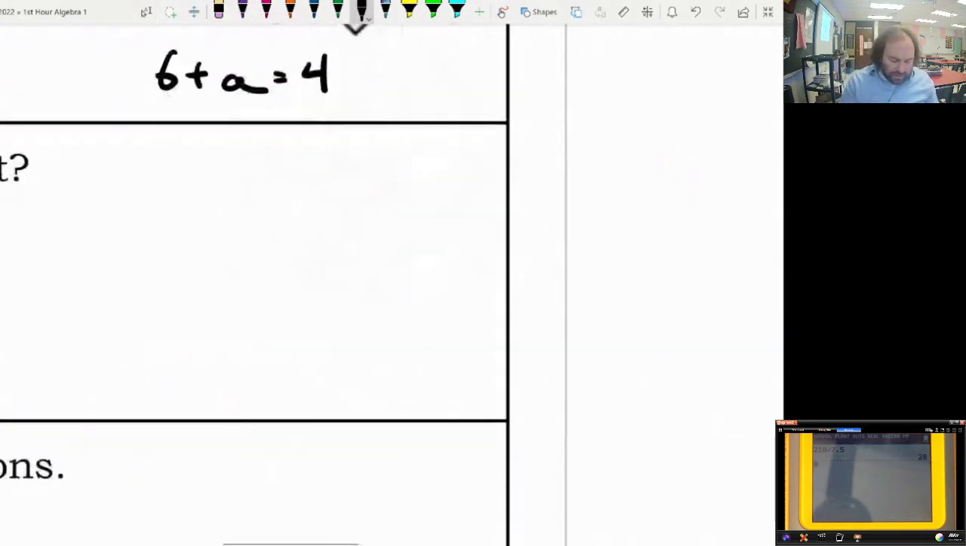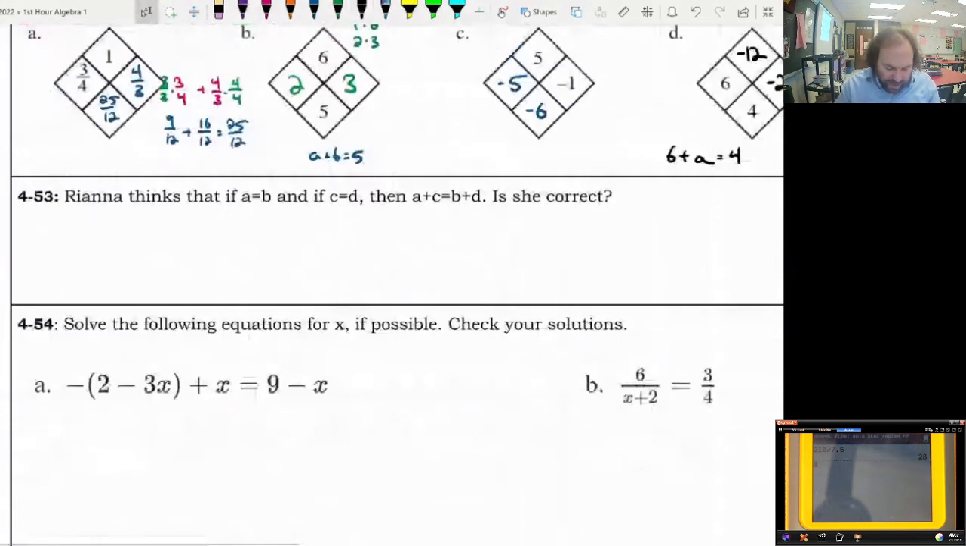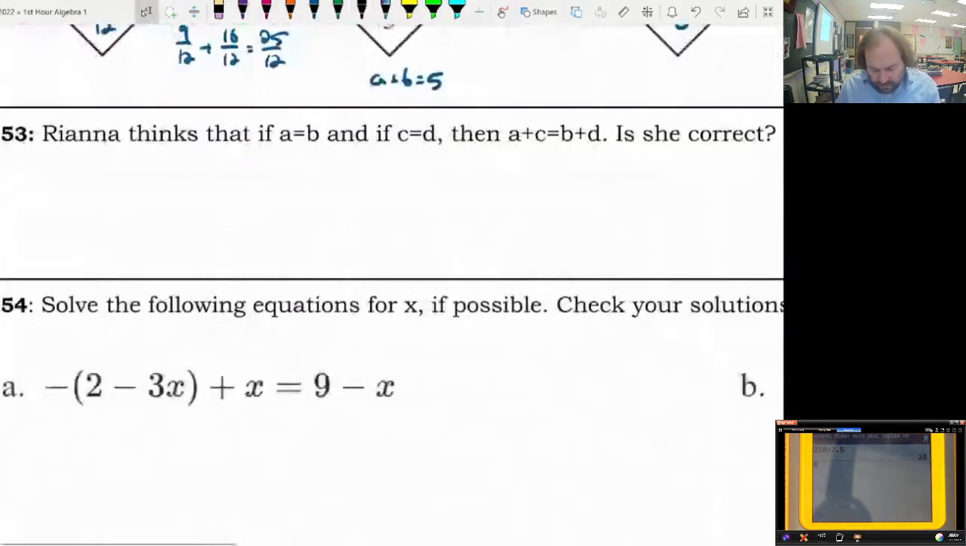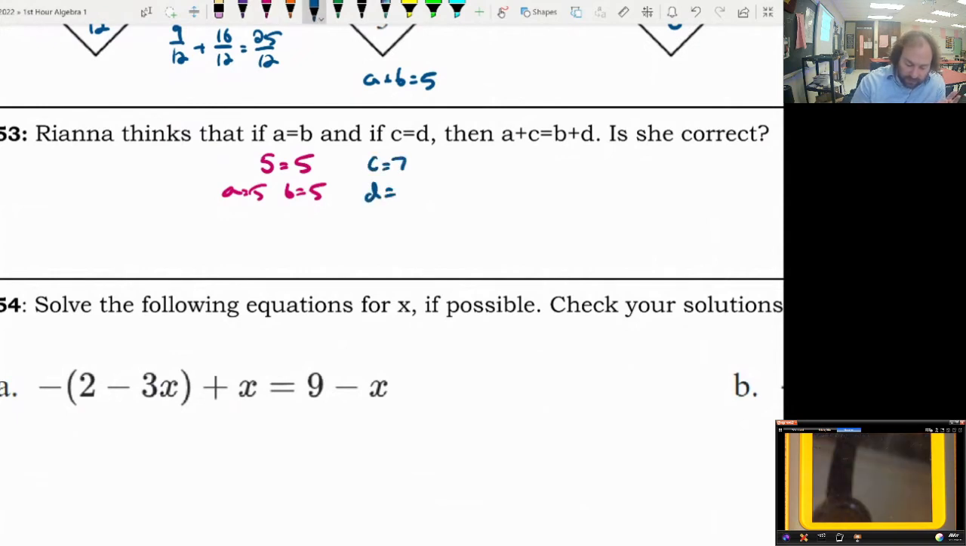Let's move down to the next question. It's a short one. It's a really simple one, too. If A is equal to B and C is equal to D, then is A plus C equal to B plus D? That's the question. Well, it might help to give some numbers to this. Let's say A is 5. And that means that 5 is equal to itself. So A is 5 and B is 5. And let's just say that C is 7. It doesn't matter. C is 7, D is also 7.